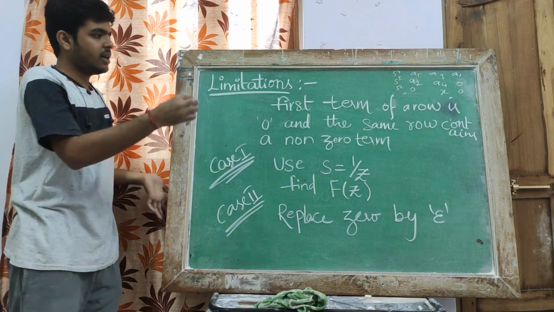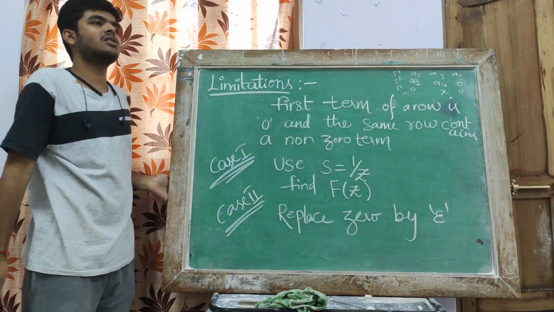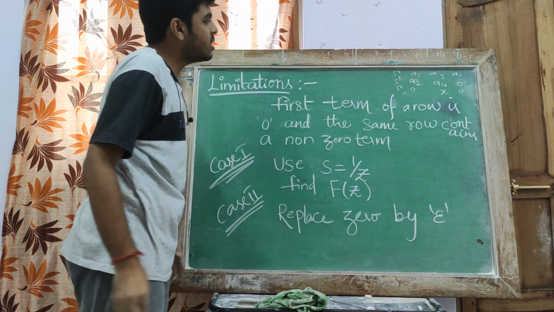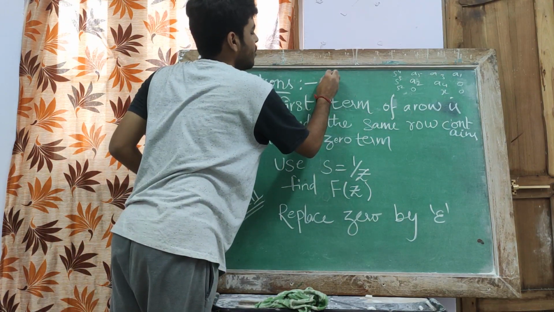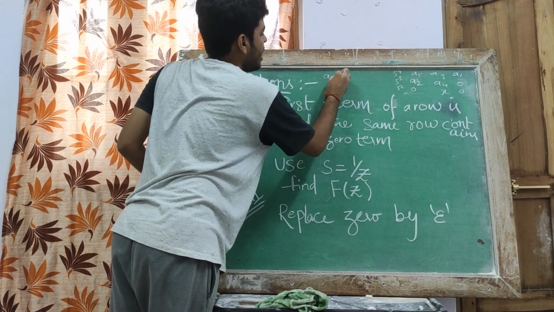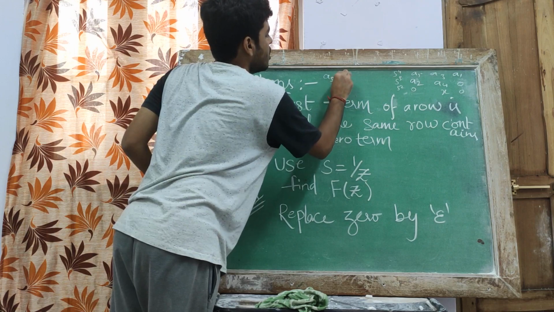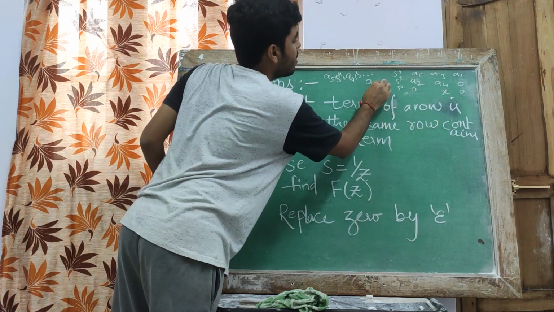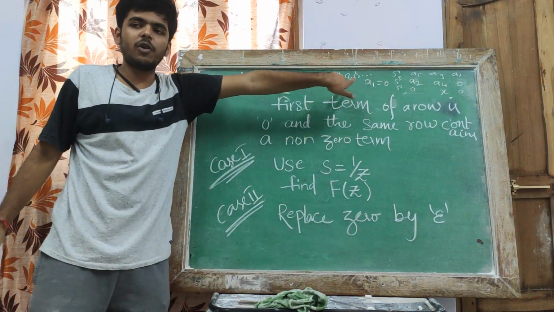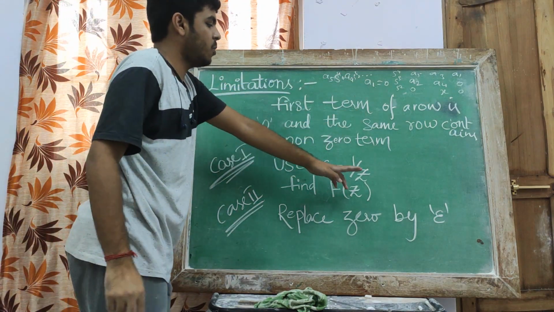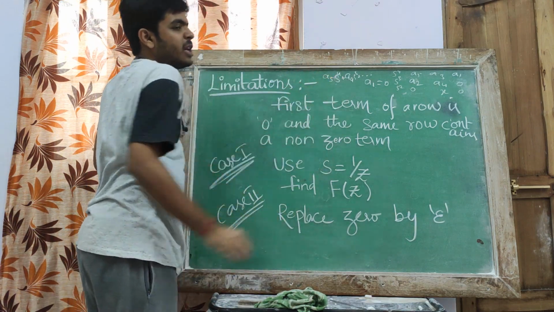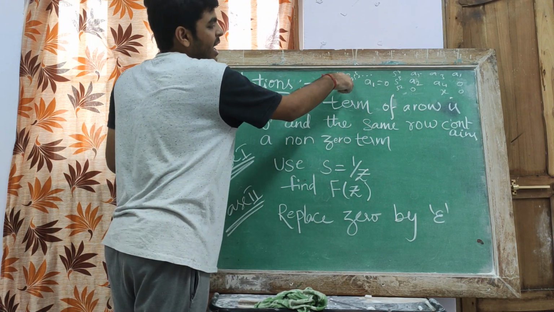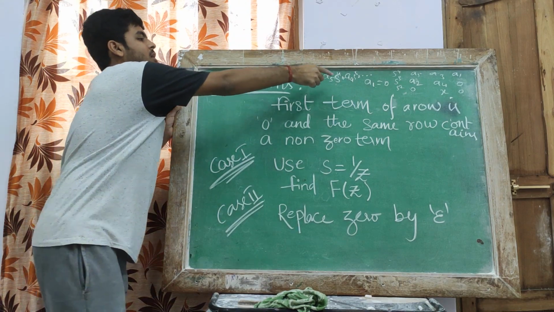We can either take the whole characteristic equation and replace s by 1 by z. Like we have the equation a5 s power 4, a4 s cube plus so on, a1 is equals to 0. So instead of s power 4, you will be replacing it by 1 by z whole power 4. That is nothing but replacing s by 1 by z, so you will be getting a5 1 by z whole power 4, a4 1 by z whole cube plus so on, a1 is equals to 0.